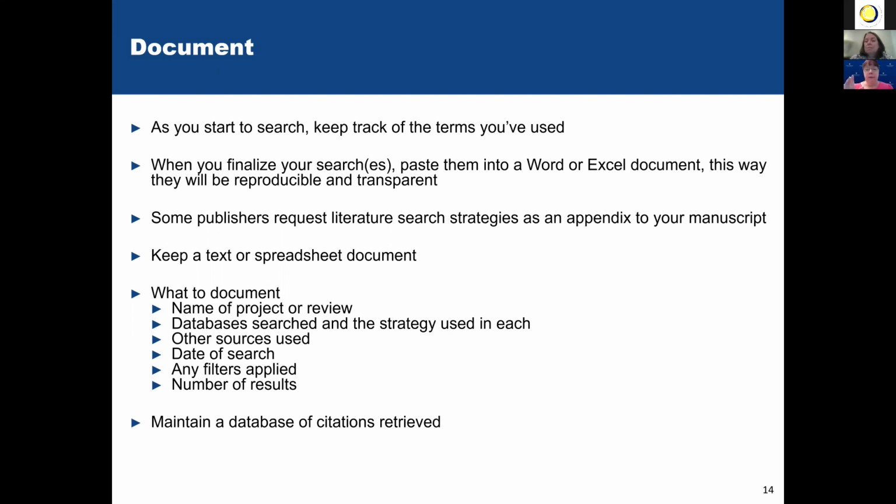Did you apply any filters? Did you limit to age? Did you limit to years? Did you limit to English? Did you limit to human? Those types of things. And then how many results you got. And then maintain a database of the citations that you retrieved. You're going to get duplicates when you search multiple databases. The most efficient way to deal with it is to throw them all into a citation manager and let the citation manager remove your duplicates. So that's how you document.